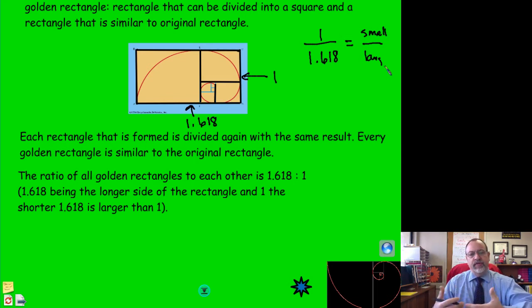So anytime you see the phrase golden rectangle or golden ratio, you want to think of this ratio, and this is something I would expect you to memorize. So let me show you how you can apply that to a problem.